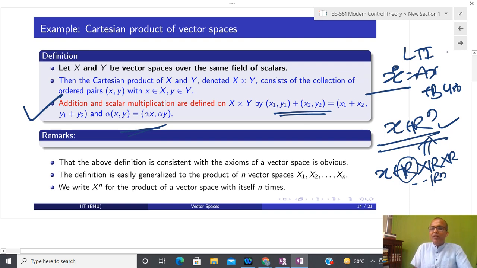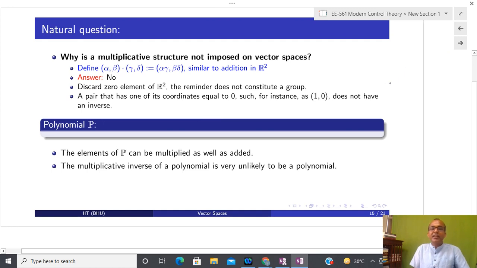Okay, so after doing this, one natural question might come into the picture: why is a multiplicative structure not imposed inside the vector space? I have already given one example: you can take some vectors inside a plane, and if you define the multiplication operation by the cross product, because I can define an operation in any way, then the multiplication of two vectors by the cross product leaves that plane. So due to that reason I cannot guarantee that if I start with a vector space, I am going to remain in the vector space.